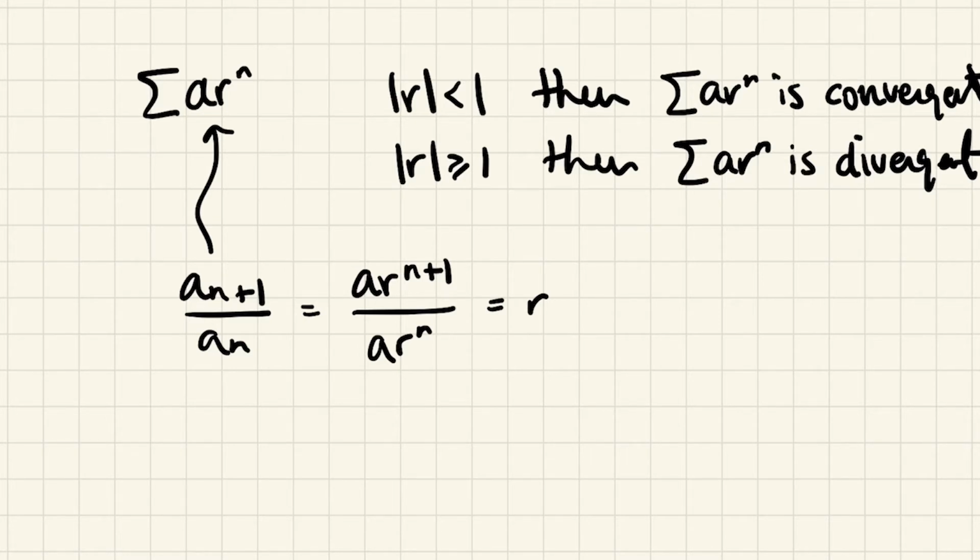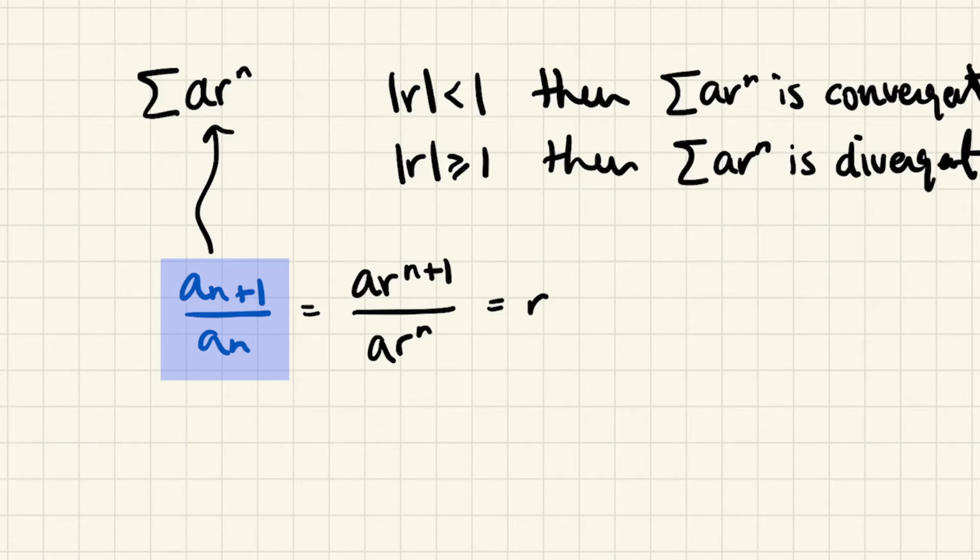So for a geometric series, you literally get R. But for any old non-geometric series, you could still take this ratio and get something that would be equivalent to what your R would be, right? It wouldn't necessarily be exactly a constant. In fact, for a non-geometric series, it won't be. But we could take whatever that thing is and compare that to 1.